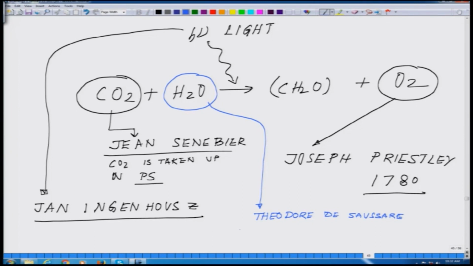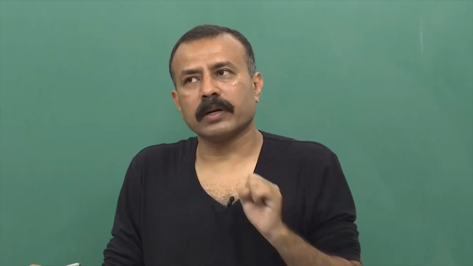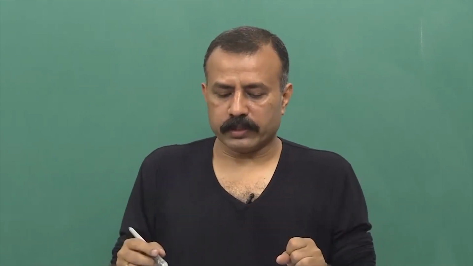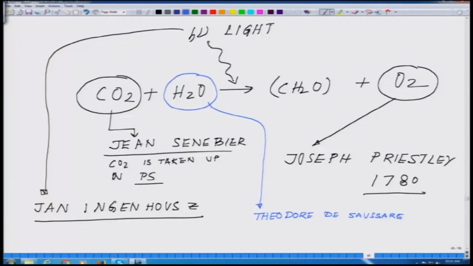He demonstrated that the sum of the weights of the organic matter produced by the plant and of the oxygen evolved is much more than the weight of CO2 consumed. And based on the law of conservation of mass by Lavoisier, he predicted that this is nothing but the water. Okay. So, you see Joseph Priestley here, around 1780, and Jan Ingenhousz worked at the same time, Jean Senebier soon after that, and Theodore de Saussure, who talked about the role of water. The final contribution was made by Julius Robert Mayer.